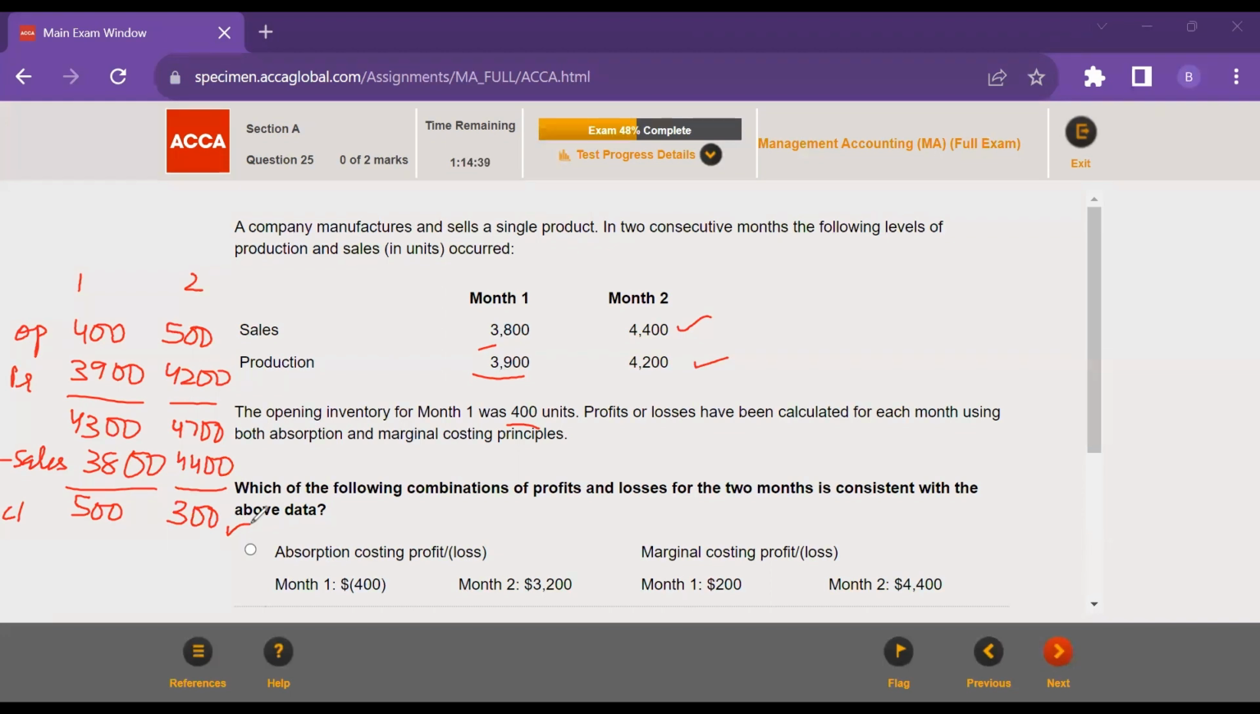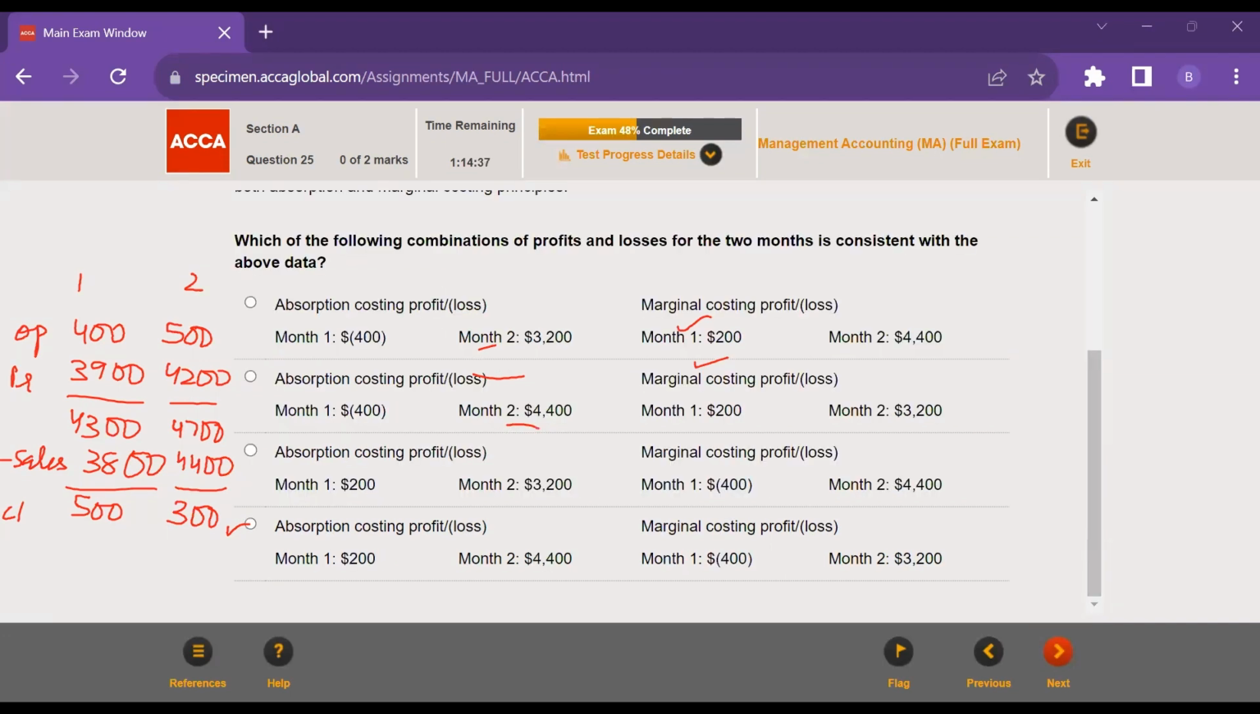So let's have a look at which option is reflecting these scenarios. In option 1, what we discussed over here was that our absorption costing profit will be higher than marginal in month 1. So absorption costing will be higher in month 1. So this is lesser, so eliminated. Again, this is lesser, so eliminated. 200 is higher than minus 400. So option 3 could be our answer.